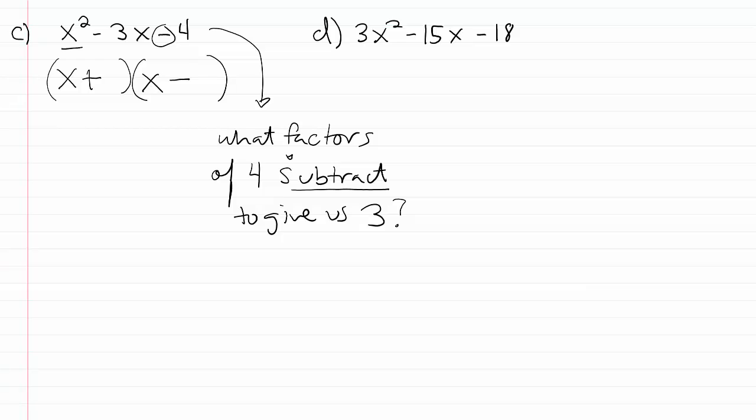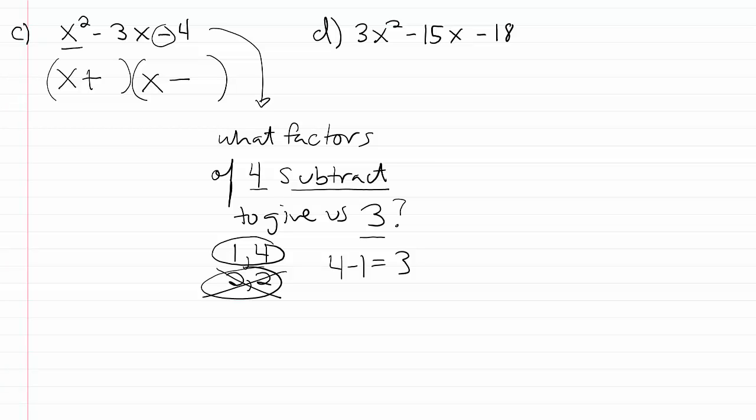All right, so we know we're going to be subtracting, and we're looking for factors of 4 that will subtract to give us 3. Well, if you think about the factors of 4, there aren't too many, right? There's 1 and 4, and then there's 2 and 2. Now, 2 and 2 subtract to give you 0, so that combination will not work. But 1 and 4 indeed does work, because 4 minus 1 is indeed 3. So we have 2 factors of 4 that subtract to give you 3.